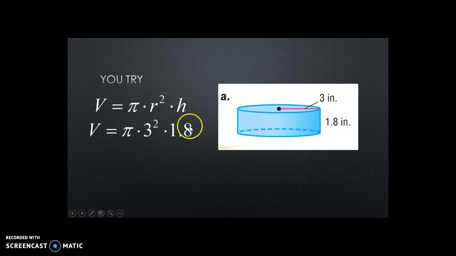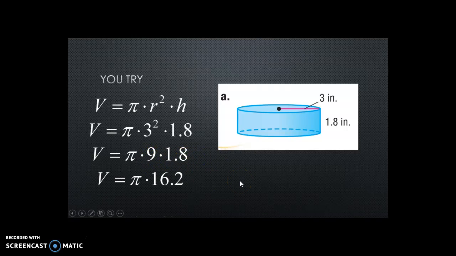All right, so I am taking the radius. I'm substituting in for r, and I'm substituting 1.8 in for h. I'm going to square this value first. I'm going to multiply these two numbers, 9 times 1.8. I'm then going to multiply 16.2 by pi. Again, if you know how to use your calculator, you can put it all in here and arrive at the right answer. Okay? And I get 16.2 times 3.14 or times pi is 50.9. In this case, it's inches cubed. Okay? And that's how you're going to solve these volume problems.